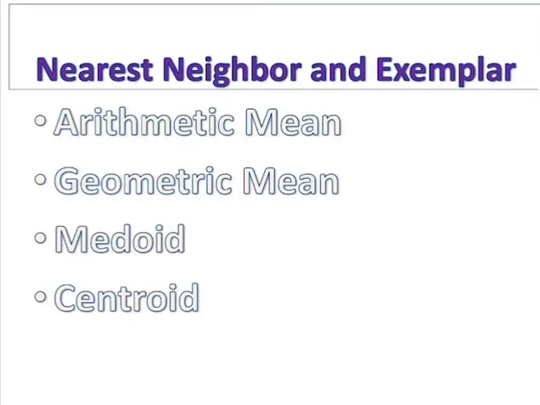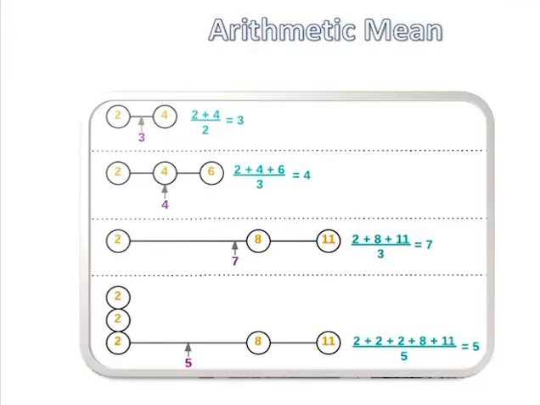Going into KNN now, let me address some measures: nearest neighbor and exemplar. Well, some of us really know about arithmetic mean, geometric mean, medoid and centroid, but I'm basically going to spend some time talking about the arithmetic mean and the geometric mean. All these also play a role in KNN. You're going to see how this plays a role.